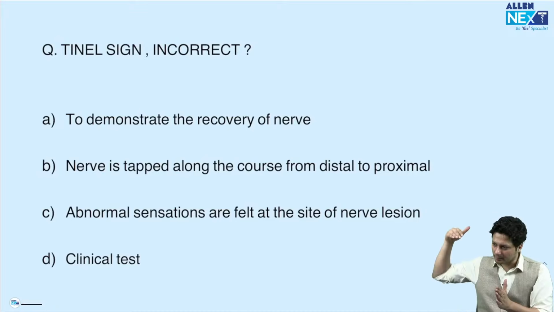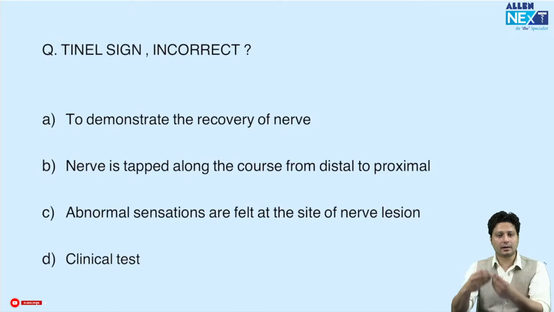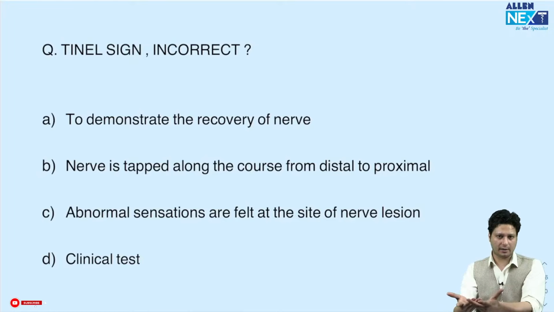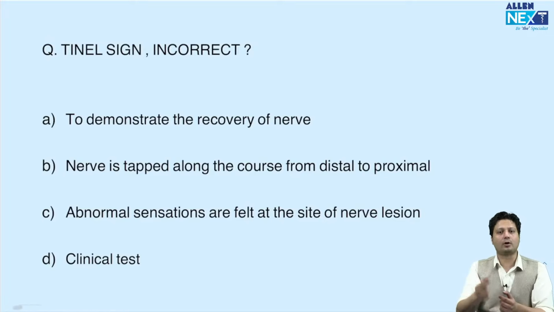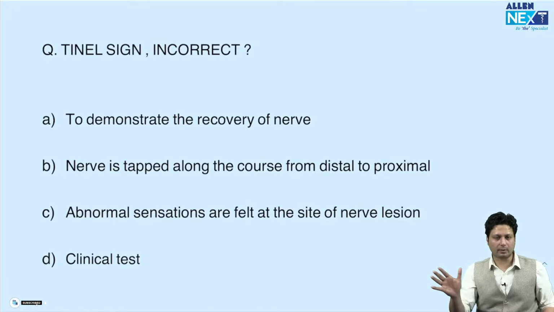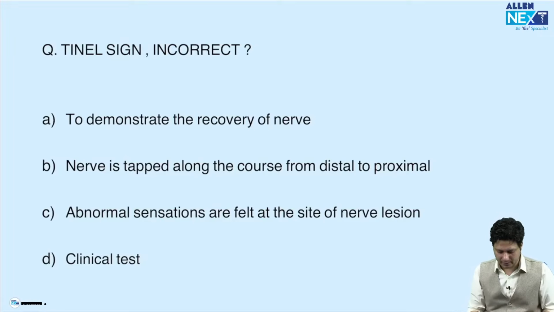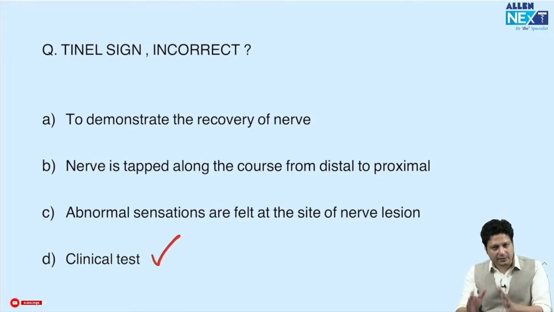Indeed, it indicates that the radial nerve, after getting injured, is getting regenerated. Alright, there is a regeneration of the nerve because you are observing a progressive Tinel sign. So this is what the Tinel sign is. So it is a clinical test. Point number 1, it is a clinical test. Yes, it is a clinical test.